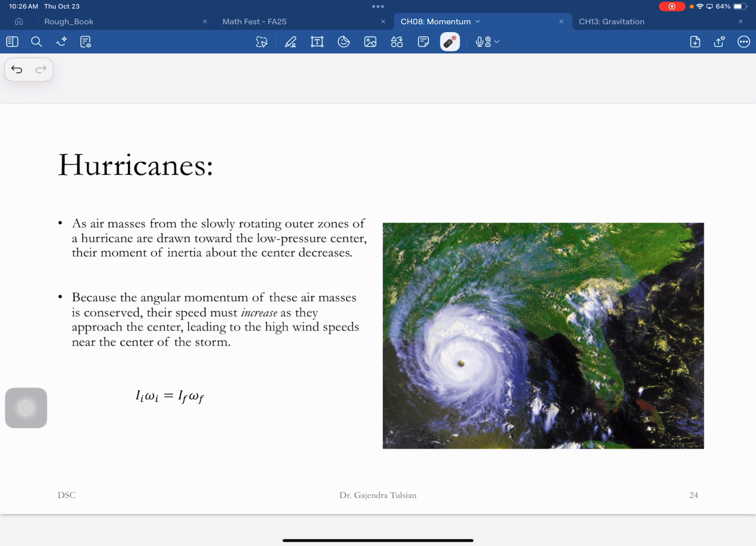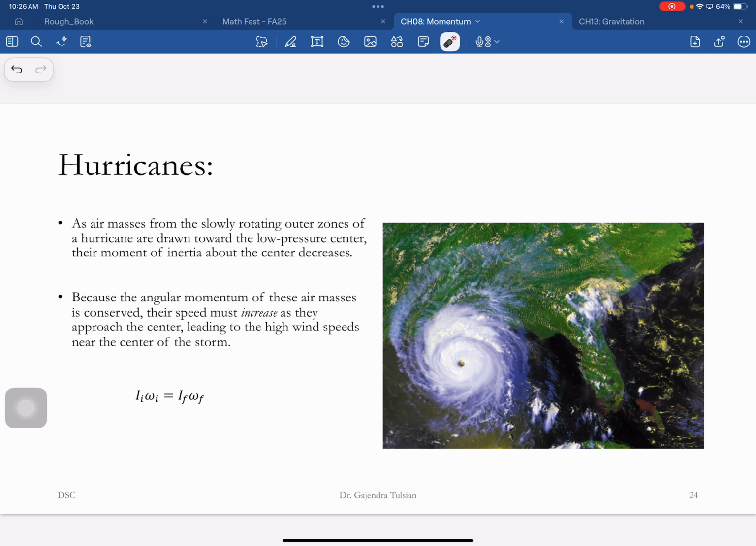Okay, what happens is, here is a low pressure area and the pressure is higher here. So high pressure drives air masses towards the low pressure area. And as the air mass in the spinning hurricane comes closer, just like a skater that spins faster, the air is moving fastest around here.